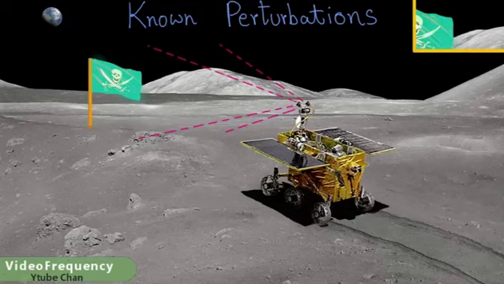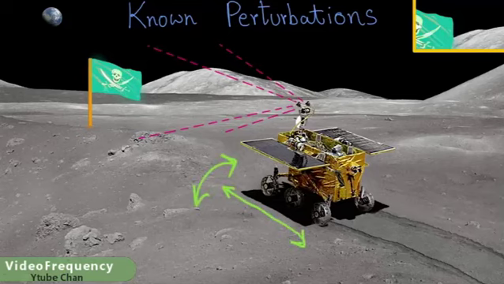Now, where the flag shows up in my view and how it moves depends on a bunch of different things. For instance, my movement across the surface, both back and forth and turns. Now, the surface is really bumpy. This can cause my view to shake quite a bit.